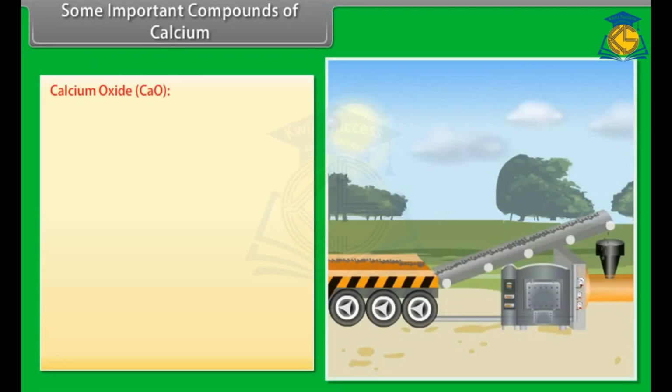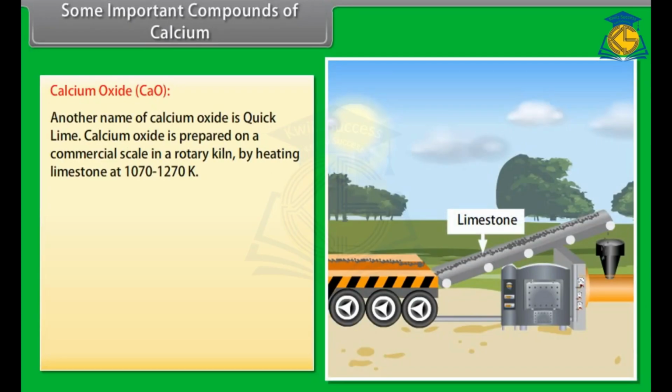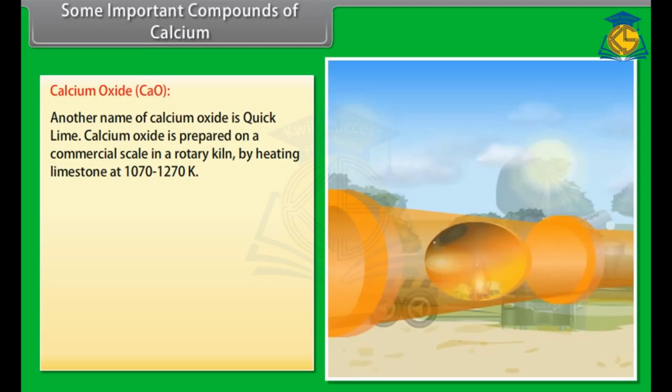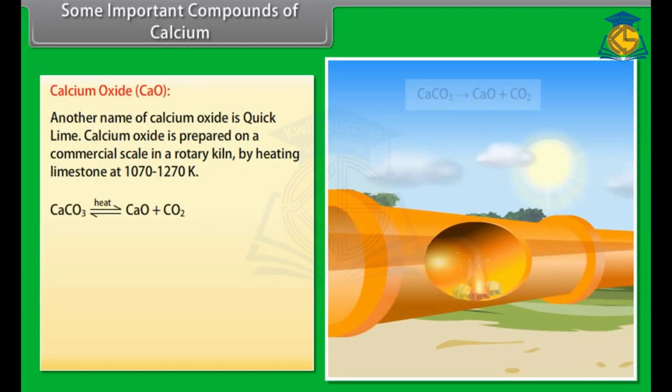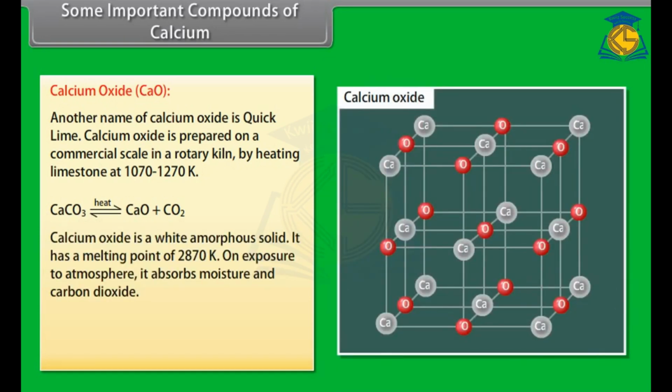Some important compounds of calcium. Calcium oxide. Another name of calcium oxide is quicklime. Calcium oxide is prepared on a commercial scale in a rotary kiln by heating limestone at 1070 to 1270 Kelvin. Calcium oxide is a white amorphous solid. It has a melting point of 2870 Kelvin. On exposure to atmosphere, it absorbs moisture and carbon dioxide.